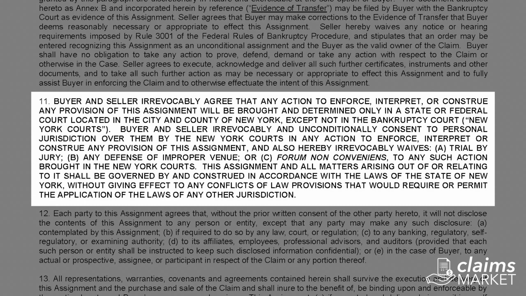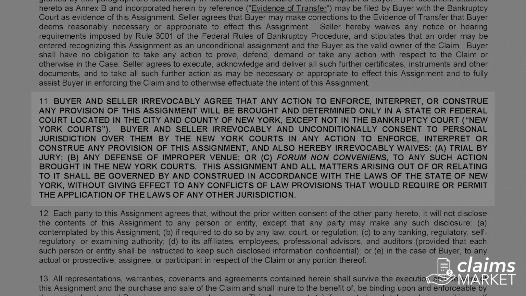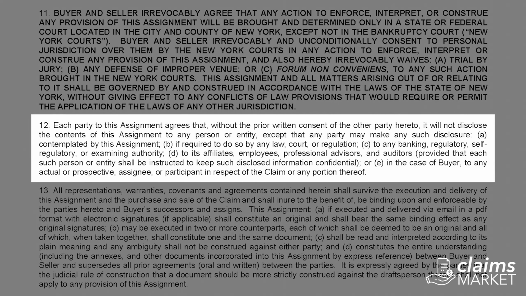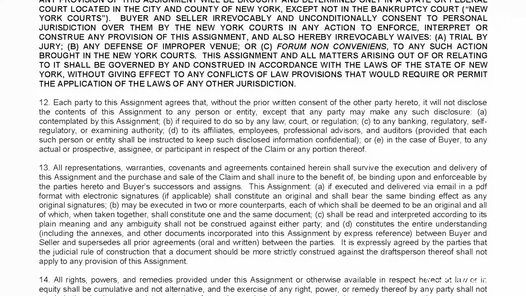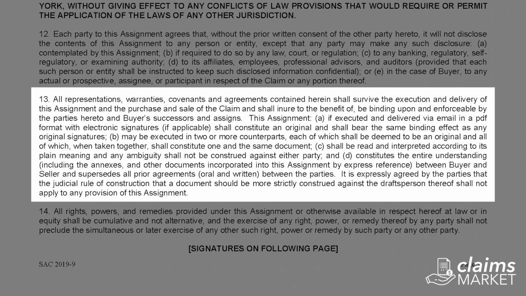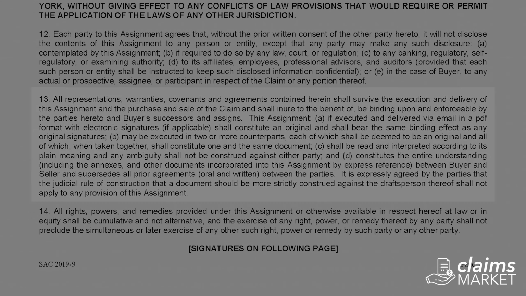Paragraph 11 says the assignment is governed under New York law and that the venue in case of a dispute will be a court located in New York City. It also states that both parties waive their rights to trial by jury. Paragraph 12 contains a standard confidentiality provision. Paragraph 13 contains miscellaneous provisions stating that electronic signatures and email delivery is permitted. It also states that the assignment contains the entire understanding of the parties and supersedes all prior agreements.